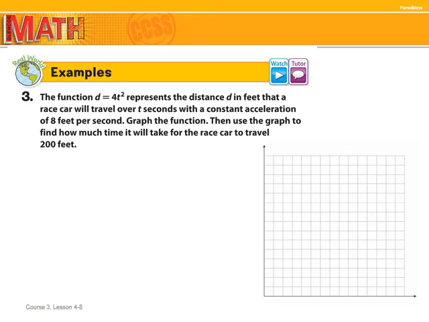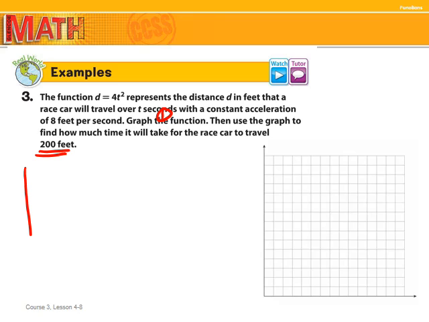Example number 3, real world problem. The function d equals 4 times t squared represents the distance d in feet that a race car will travel over t seconds with a constant acceleration of 8 feet per second squared. Graph the function. That's the first thing we're doing. Then use the graph to find how much time it will take for the race car to travel 200 feet.